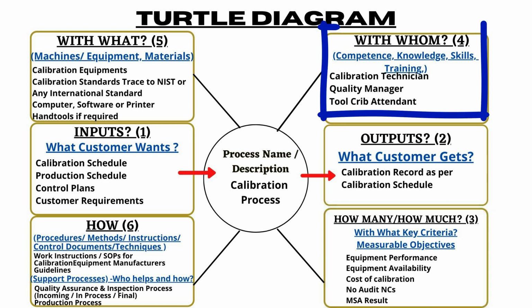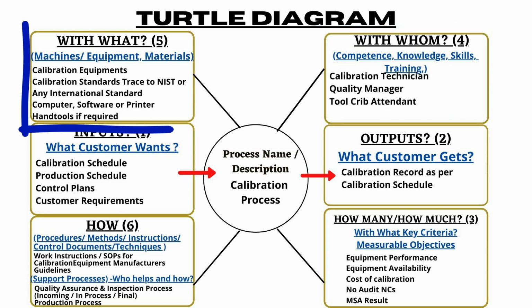After writing key criteria or measurables, I should move to the fourth element, which is with whom. Here I need to write the resources, in terms of human resources, that I need to perform the calibration process. For example, I have written here calibration technician, quality manager, and tool crib attendant to perform the calibration process.